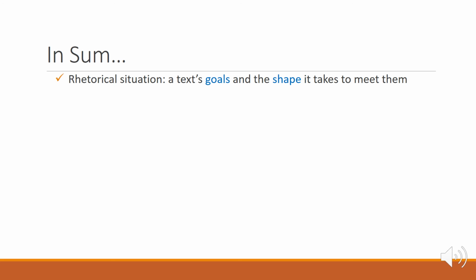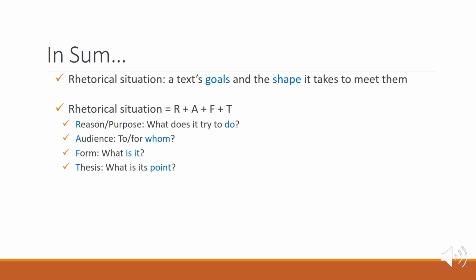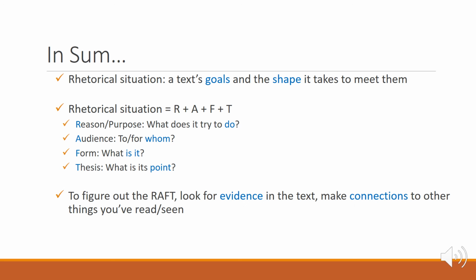So to sum it all up, rhetorical situation is just what the text wants to do and the shape it takes in order to do that thing. And it's made of 4 parts: the reason or the purpose for the text, the audience it wants to reach, the form it takes, and the thesis that it proposes. Now, to figure out each one of those 4 things, look for evidence in the text, but also make connections between what's in the text and other things you've read and seen. These will help you put it into place in your mind and figure out what kind of thing it is as well as what it's doing.